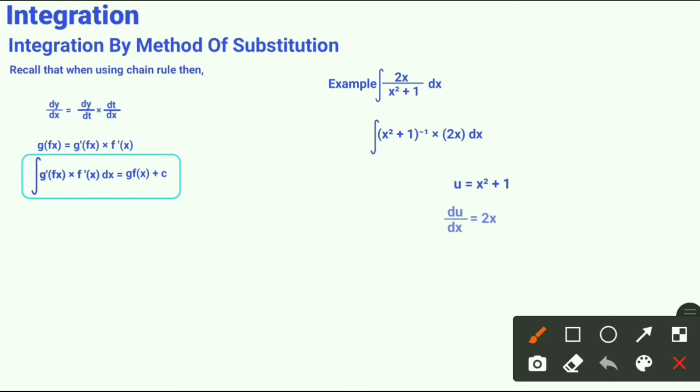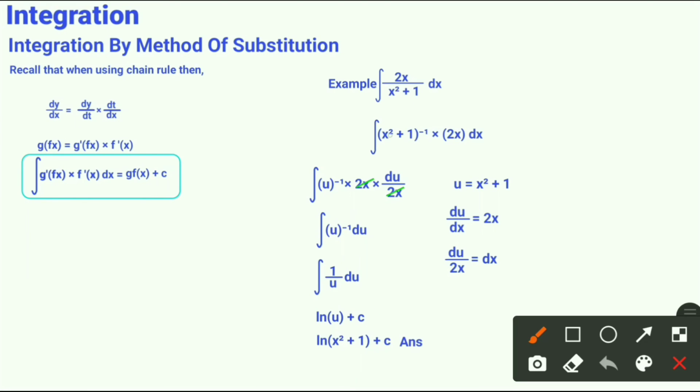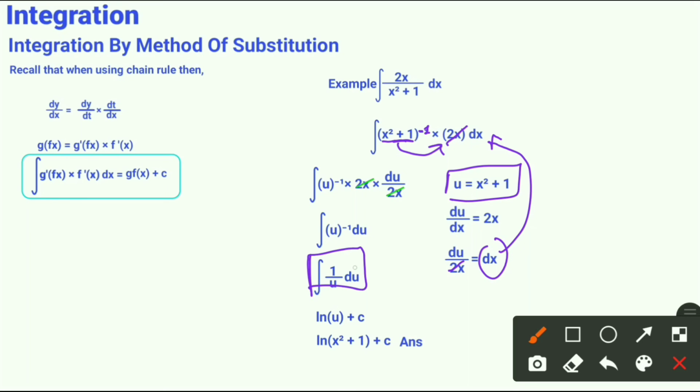Example, this one as well, same thing. The derivative is outside, most likely. 2x upon x square plus 1, x square plus 1 to the power minus 1. If we do the derivative, then it would be 2x, which is outside. So yes, you can do substitution. So u is equal to x square plus 1, du upon dx is 2x, du upon 2x is dx. Do the substitution. Then 2x upon 2x cancels, and you get 1 upon u. Then you do the integral, ln u, and u is equal to x square plus 1, and this is the answer.